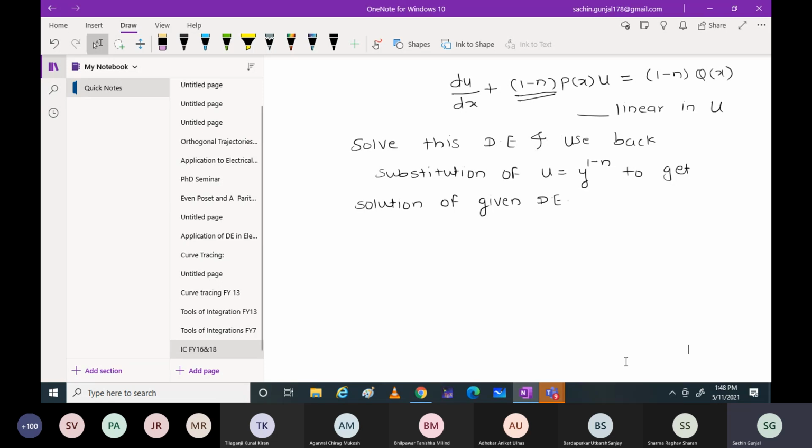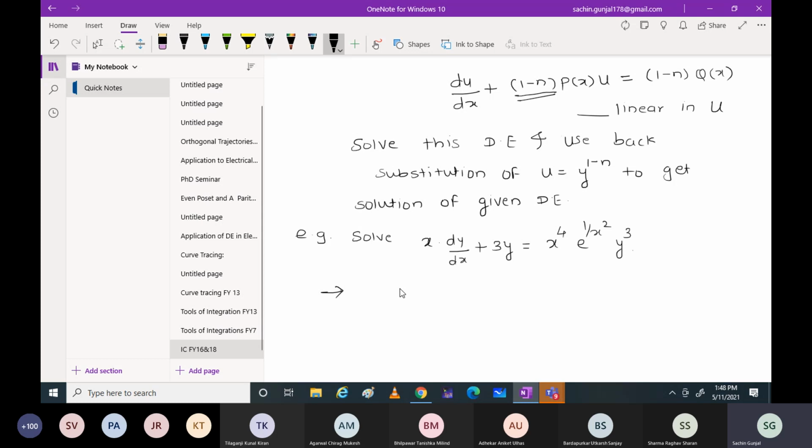Solve x into dy by dx plus 3y is equal to x raised to 4 into e raised to 1 by x square into y cube. Okay. So let us solve this.